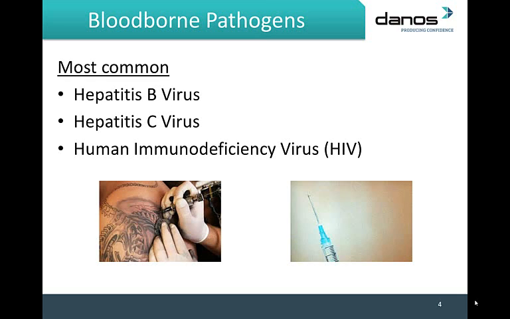The most common forms of blood-borne pathogens are the hepatitis B virus, the hepatitis C virus, and the human immunodeficiency virus, or HIV. Hepatitis C has been known to live outside of the body for up to 1 week and up to 2 weeks in a laboratory setting.